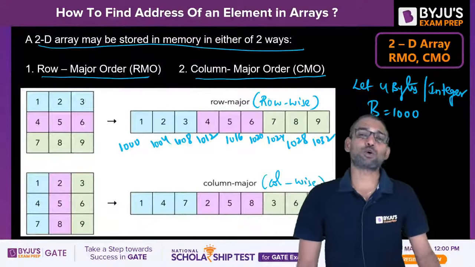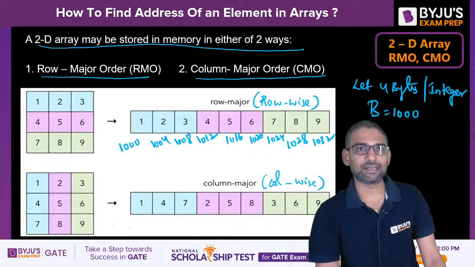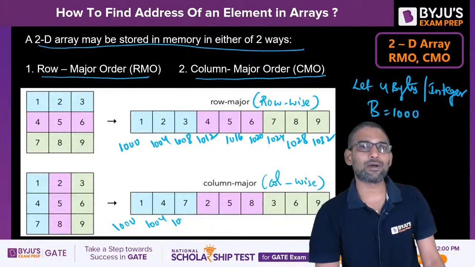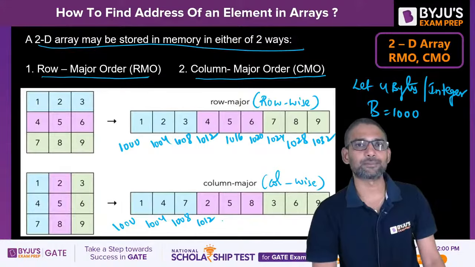If I take column major, addresses remain the same. Addresses will not change. But what values are getting stored, that changes, isn't it?